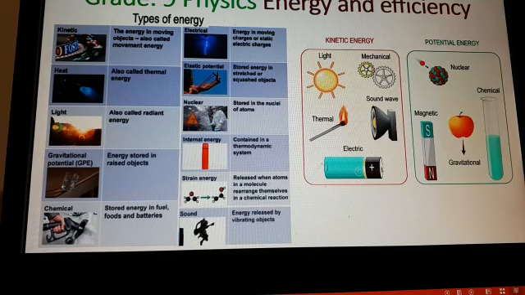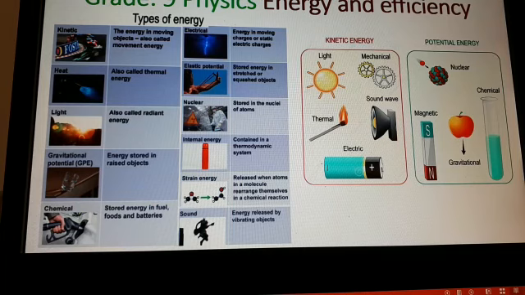Now here we are explaining about energy. You know what energy is? Energy is the ability to do work, or the capacity to do work. In the last video we explained kinetic energy and potential energy, different forms of energy. I told you that different types of energy are there, and here we explain more types of energy.